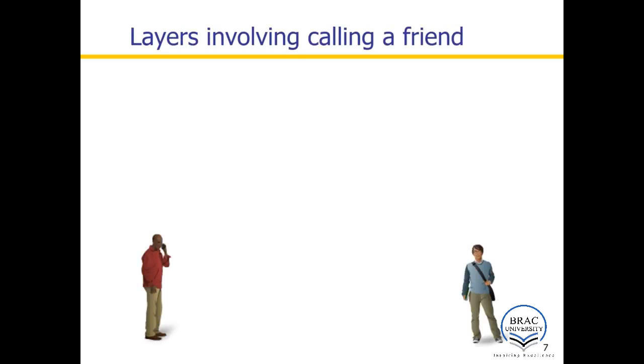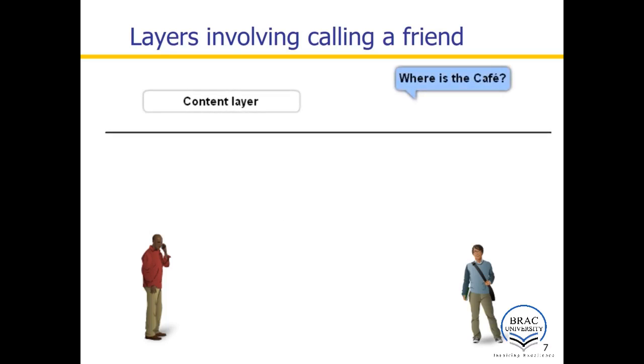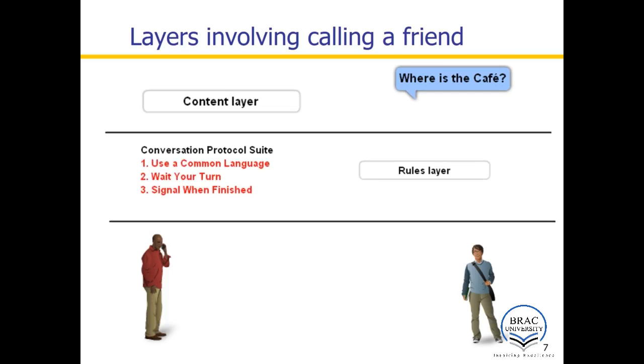So let's take a look at another example where some layers are involved, where we are calling a friend. For example, this person is calling this person. So which layers are involved in this communication? The first layer is the content layer. This is basically what kind of information they are asking. For example, this person is asking, where is the cafe?